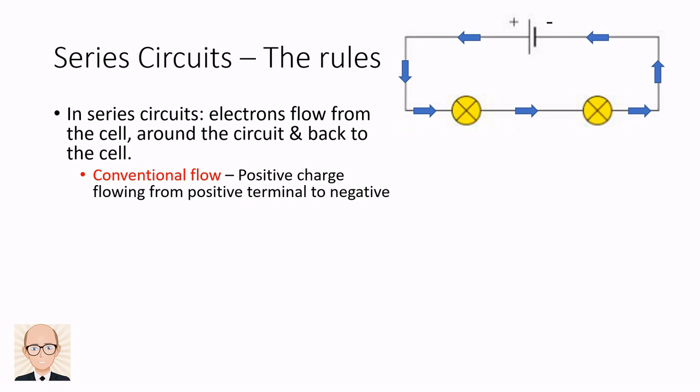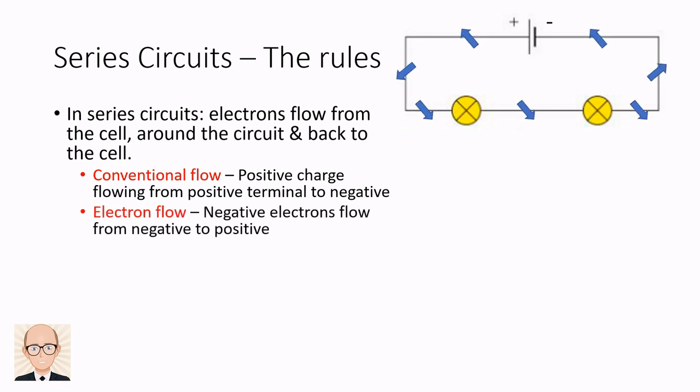Eventually, electrons were discovered to be the thing flowing around the circuit, and they were found to have a negative charge rather than a positive one. We now know that negative electrons flow around the circuit from the negative terminal of the cell to the positive. We call this description electron flow.